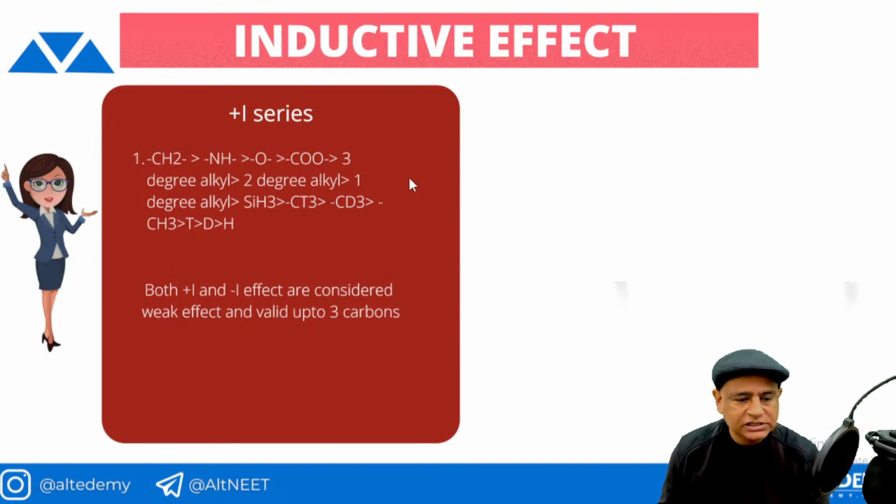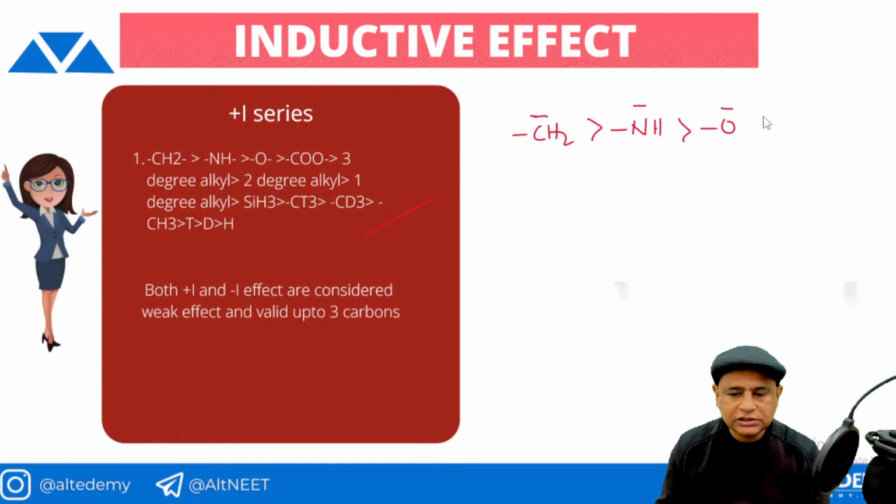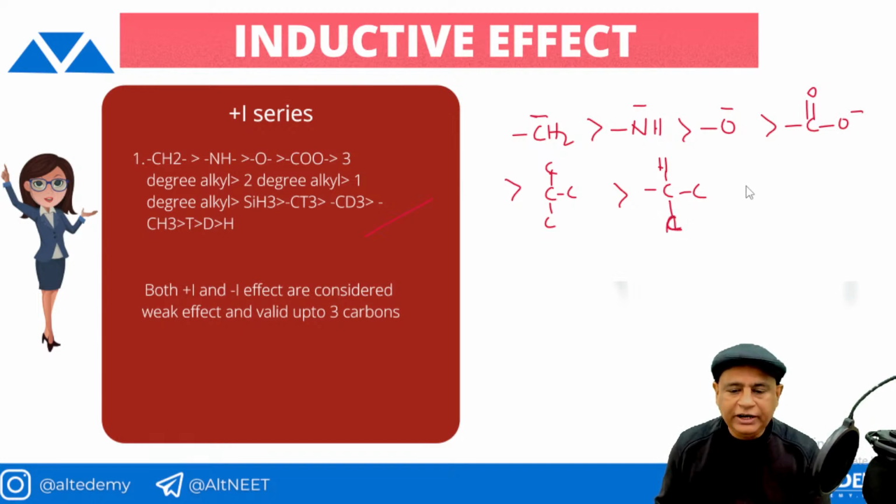Again we have plus I series. You can easily understand what are those. CH2 minus, NH minus, O minus, COO minus. 3-degree alkyl. 3-degree alkyl means this is alkyl which is having 3 different carbons attached with it. Then 2-degree alkyl will be like this, one hydrogen we will be attaching. Then we have 1-degree alkyl.